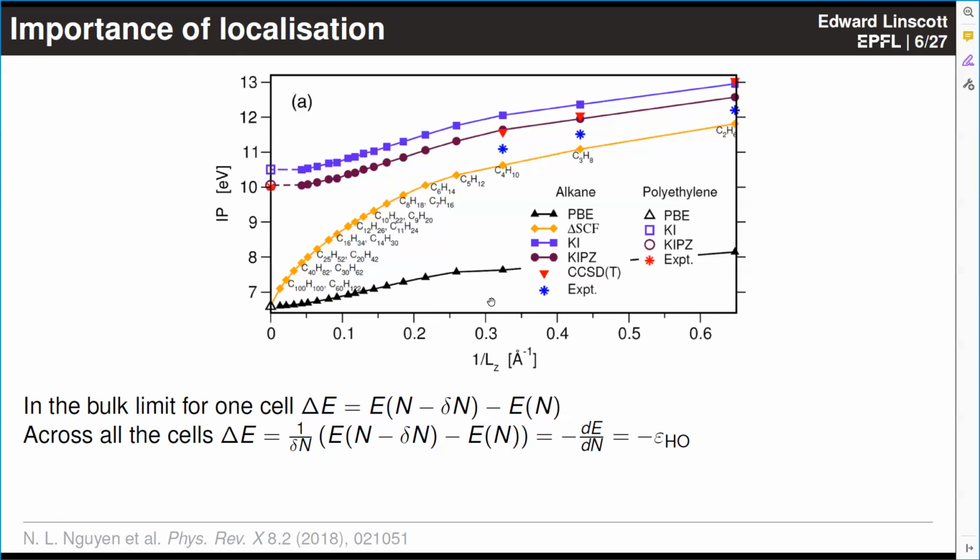No, I understand. That's the argument of the derivative discontinuity being correct. So you can apply this to the extended solid. Exactly.